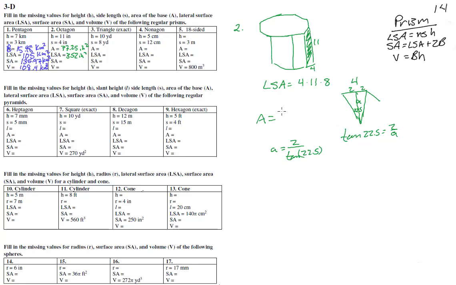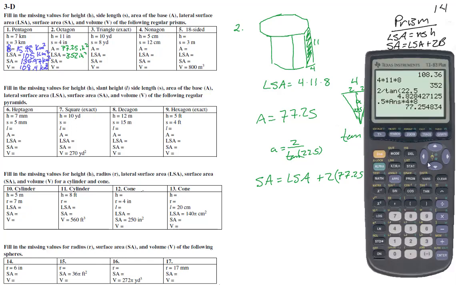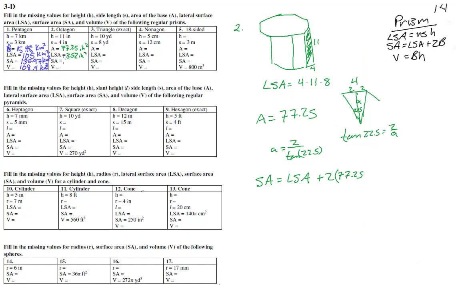Now the whole surface area. If we want the whole surface area, we're going to take the lateral surface area, that's the area on the sides, plus 2 of the bases, which is 77.25. So let's plug that in the calculator. We've got 2 of those, and then we're going to add it to that lateral surface area, which was 352. 506.5, so 506.5 inches squared.